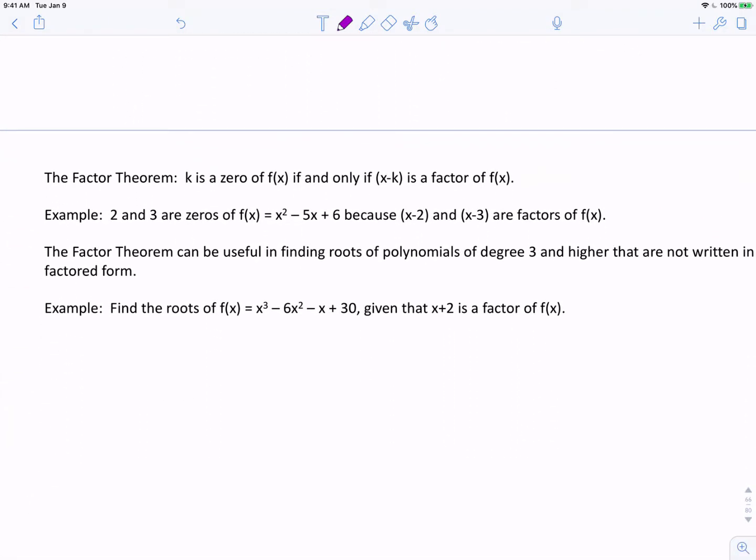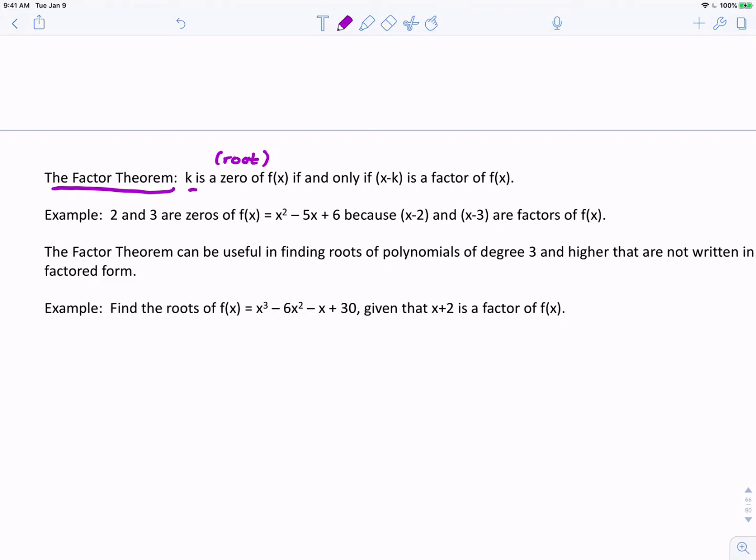So the first thing we'll take a look at is the factor theorem. The factor theorem says that k is a zero, or in other words, a root, of f of x if and only if x minus k is a factor of f of x. For example, 2 and 3 are zeros of f of x equals x squared minus 5x plus 6 because x minus 2 and x minus 3 are factors of f of x.